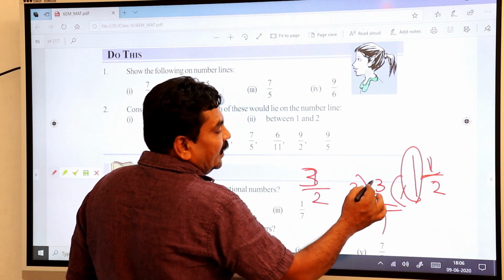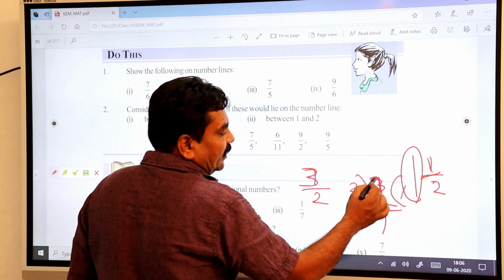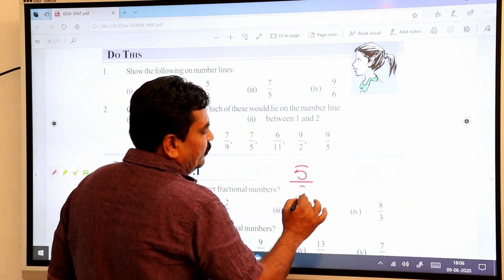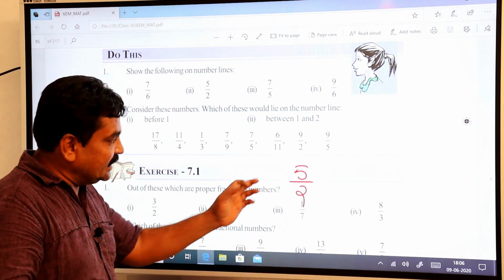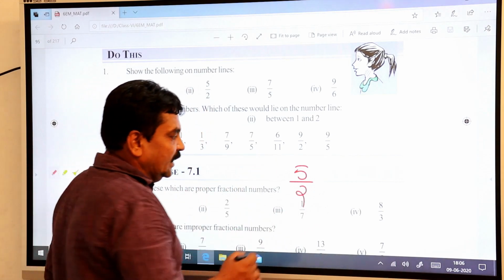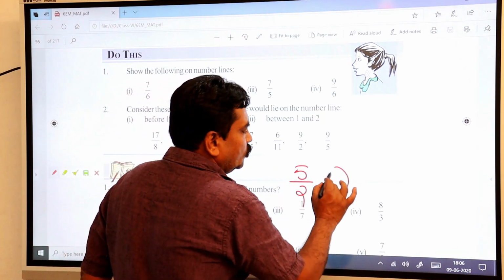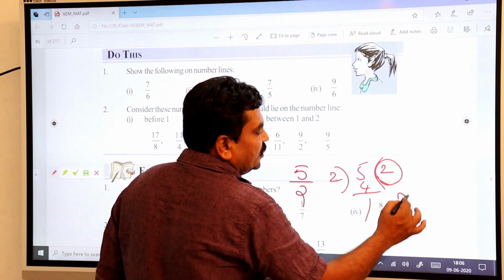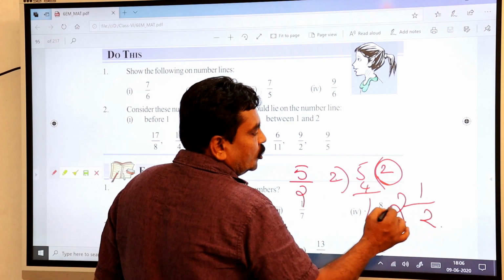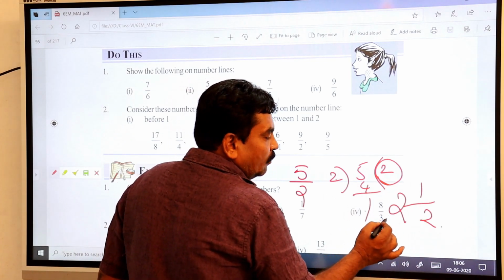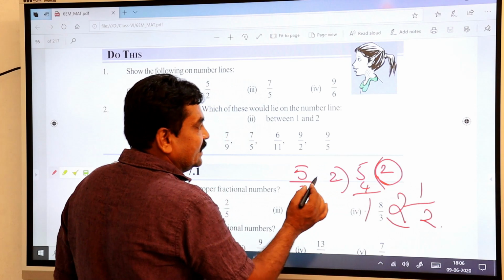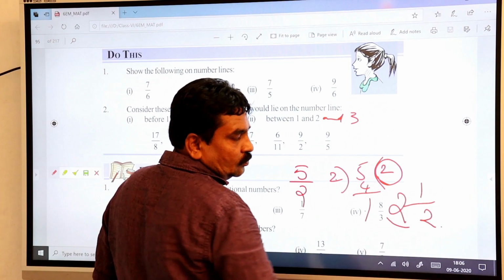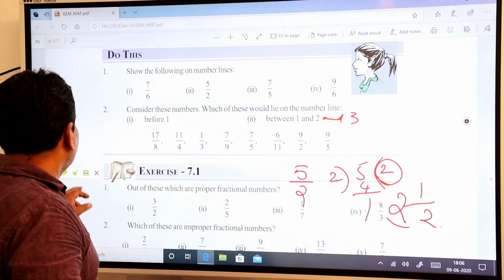Suppose I write 5 by 2. What happens? This is an improper fraction, number 1. Second, you divide 5 by 2. 2 2s are 4. This is quotient 2, remainder 1 over 2. So 2 1 by 2. 5 by 2 lies between 2 and 3. It crossed 2. You understood? So in that way you have to do it.